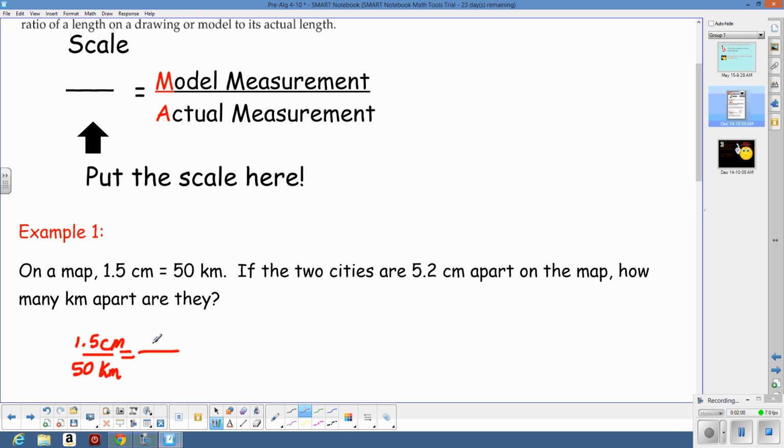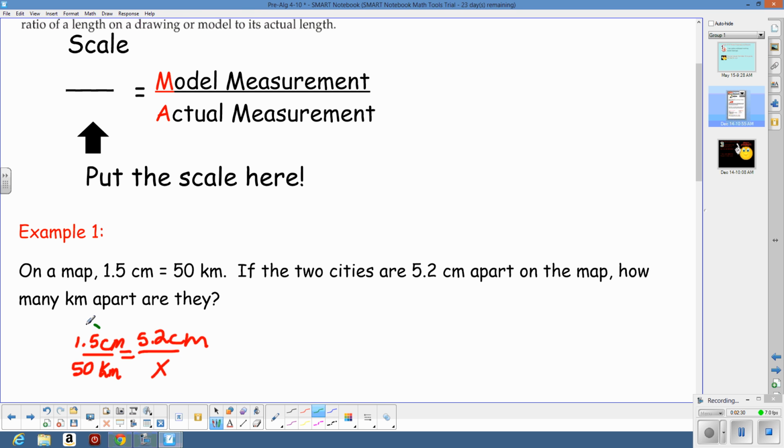Now remember it's going to be model measurement over actual, and if you're not sure, you ask Ma: model over actual. If the two cities are 5.2 centimeters apart on the map, well, a map is going to be a model, so that's going to be on the top, 5.2 centimeters. How far apart in kilometers are they? We don't know that measurement, so we're going to go ahead and put X.